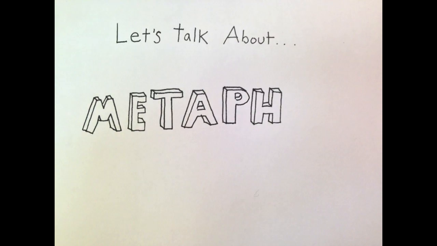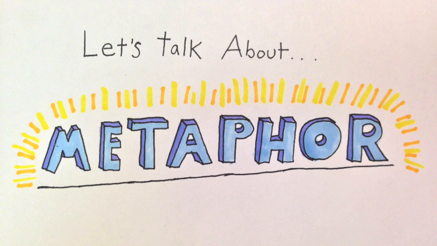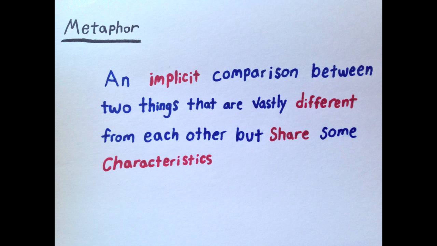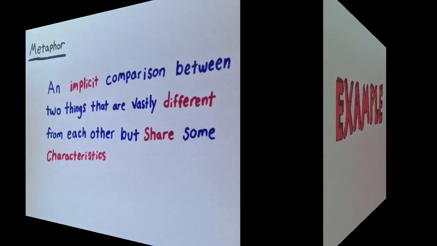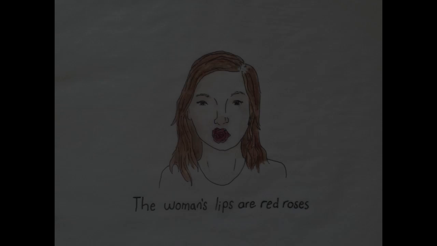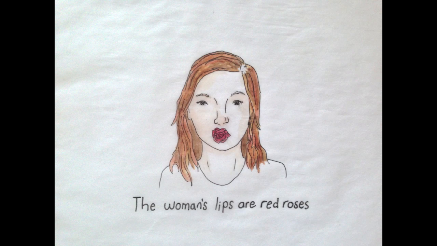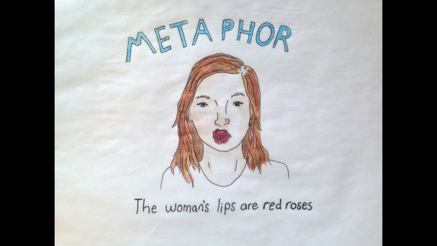Now that we know what similes are, let's talk about metaphor and what it is. Metaphor is defined as an implicit comparison between two things that are vastly different from each other but share some characteristics. Let's look at an example using the same woman from earlier. In this sentence, the woman's lips are red roses. Now, even though lips and roses are quite different, in this metaphor, their similar characteristics are used for comparison. The metaphorical red roses are applied to the subject lips without using like or as.